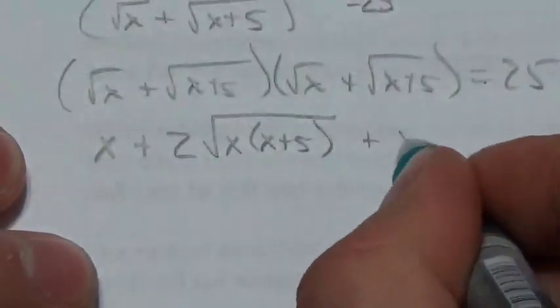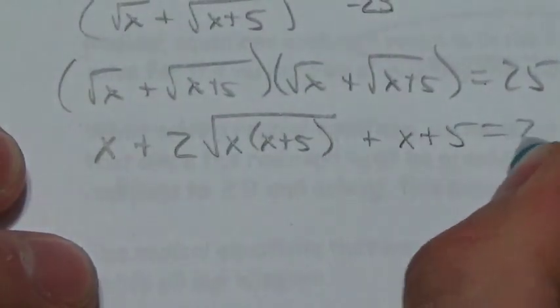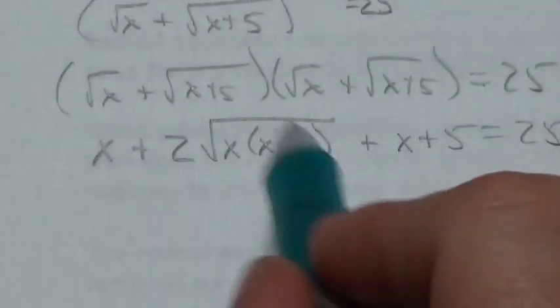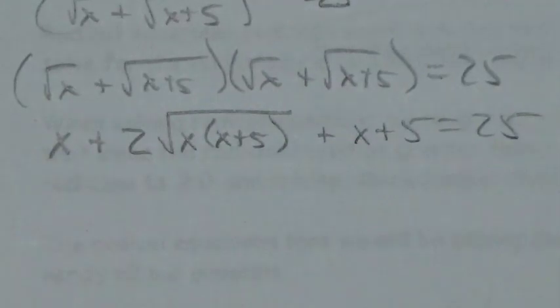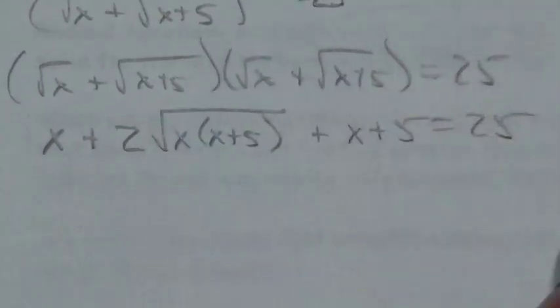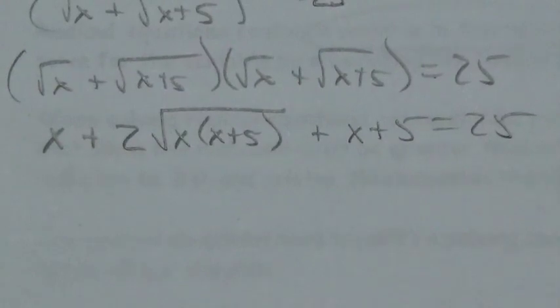And then root x plus 5 multiplied by root x plus 5, the roots will just cancel. Now, notice that I've only got one radical left, and that's exactly the same as what would have happened if I'd taken one of those initial radicals to the other side. It doesn't matter, as long as I do this correctly.